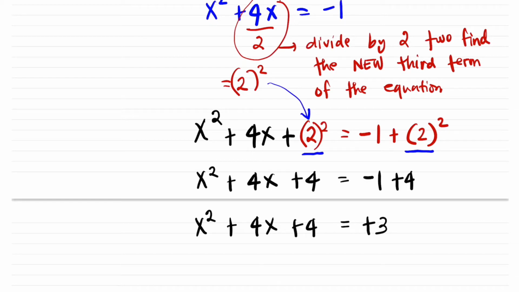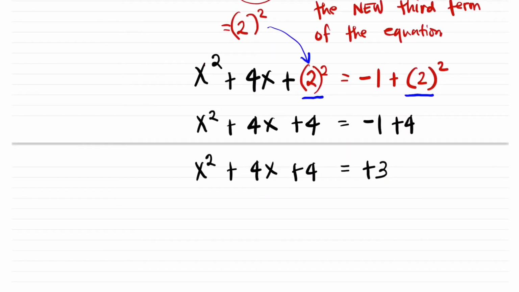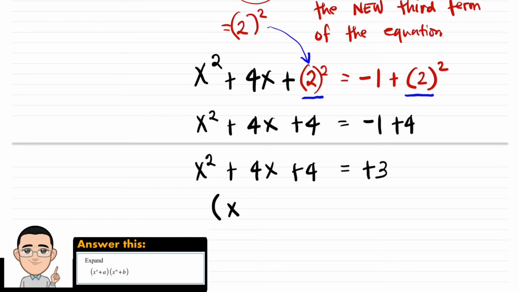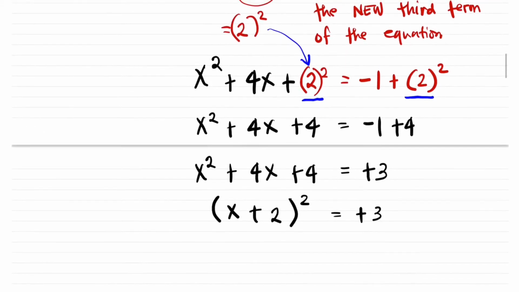Alright, so that is our step 3. And then we simplify further, we have to complete the square for this. Then we complete the square. So we have now x plus 2 squared is equal to positive 3. Okay, so now we go to step 4. Alright, step 4, take the square root.